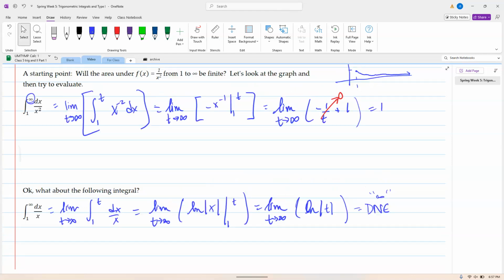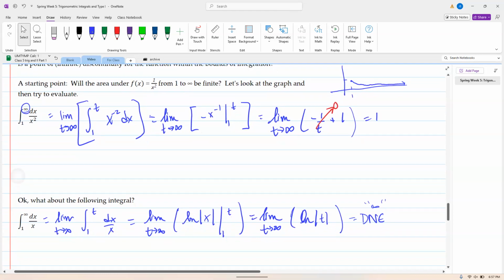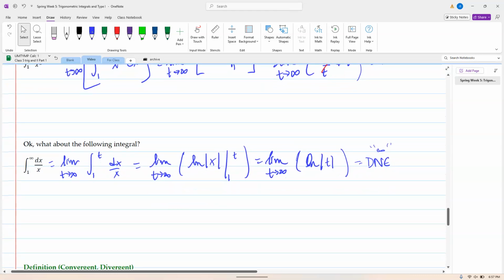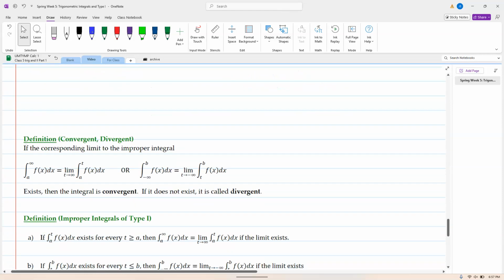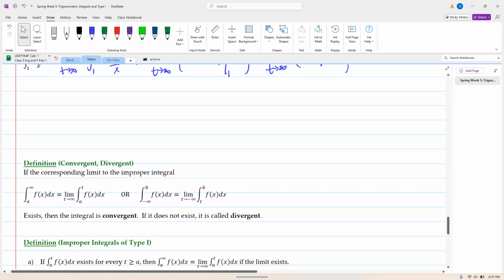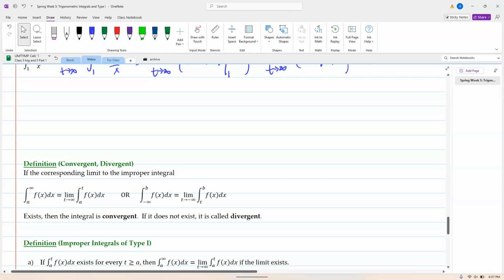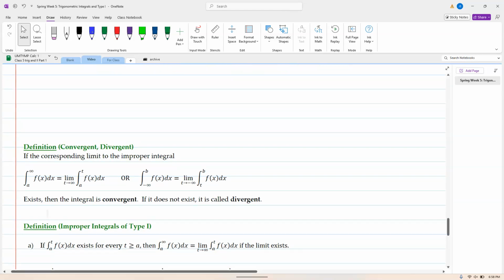So, okay, we got convergence if it was 1 over x squared. We got divergence if it's 1 over x. And notice the language that I use. If the limit ends up existing as a finite number, we would say it's convergent. If it doesn't exist as a finite number, we'd say it's divergent. Okay, so just to cover that bit of language.